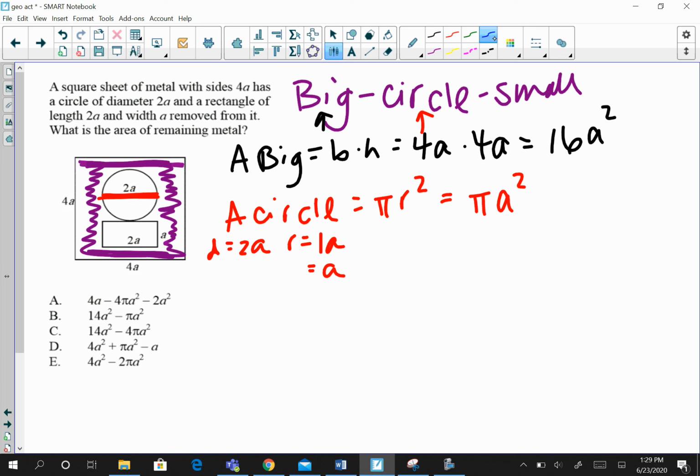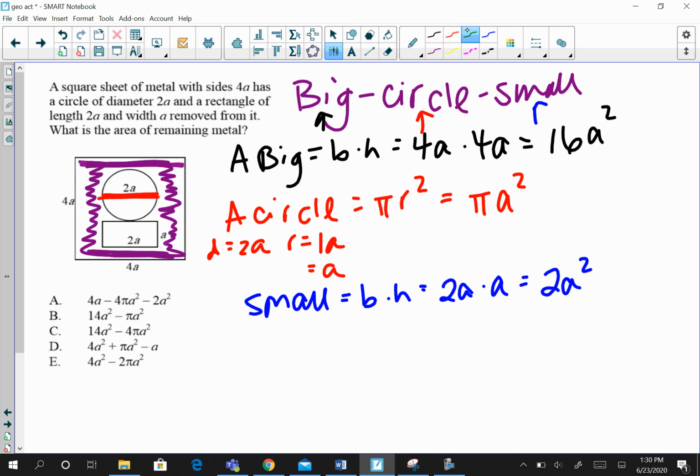And the last one is my small rectangle. Base times height. That's how you find the area of that rectangle. So 2A times A is equal to 2A squared. And that one is going to go in for the small.